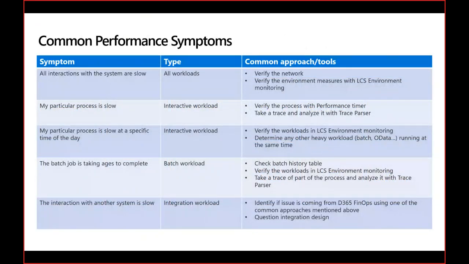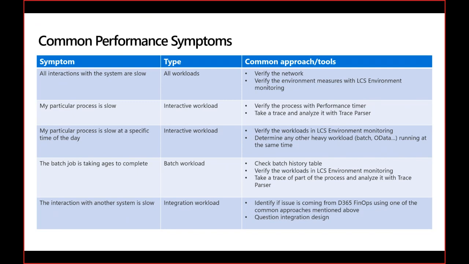Let's look at some common performance symptoms. This is a high-level summary, and there could be more symptoms, but these are the typical ones. One example is all interactions with the system are slow on all workloads. If this happens, we probably have to start with checking the network and also the infrastructure, the environment measures. For this, we use a tool called LCS Environment Monitoring, and this tool will be demonstrated in this Tech Talk session by my colleague Jeff soon.